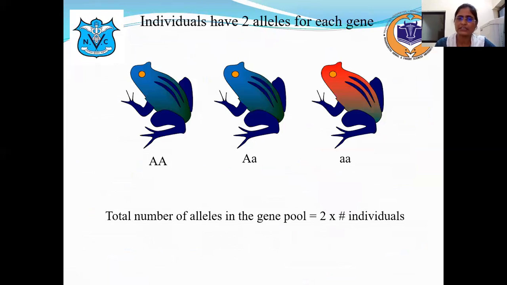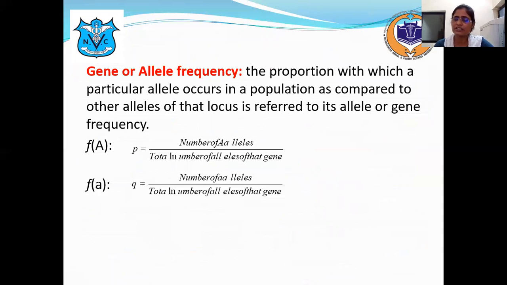Next one is gene or allelic frequency. So what is the meaning of gene frequency? Gene frequency means the proportion in which a particular allele occurs in the population as compared to the other alleles of that locus, referred to as its allele or gene frequency. Means for a particular allele, if we consider small a allele, what is the proportion of small a allele in the population for the given gene, it is called gene or allelic frequency. So frequency of dominant A equals to small p. Frequency of dominant allele is represented by the small p. So it is equal to total number of capital A alleles present in the population upon total number of all the alleles of that gene.